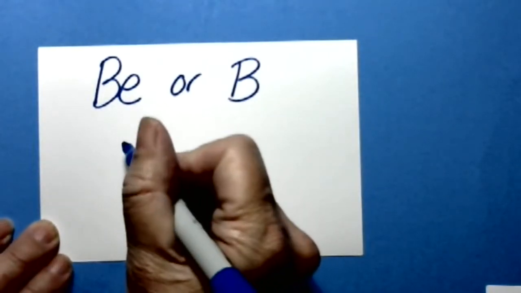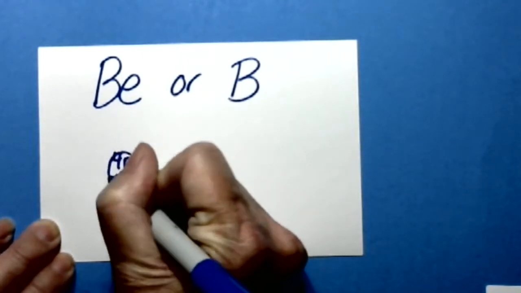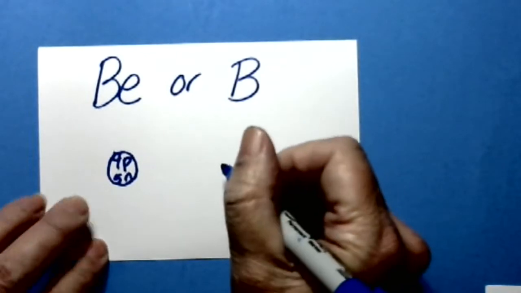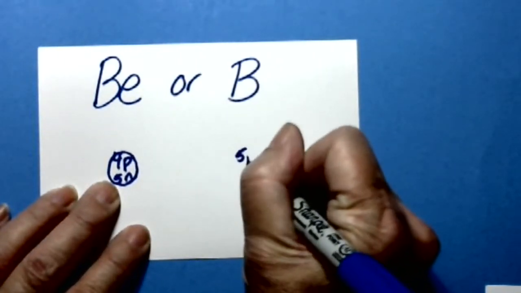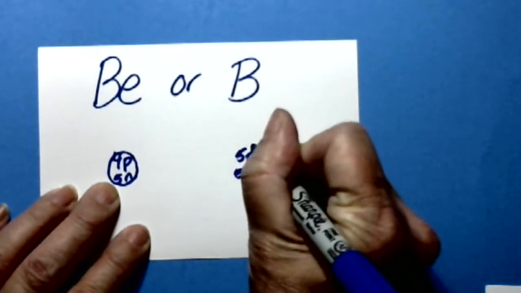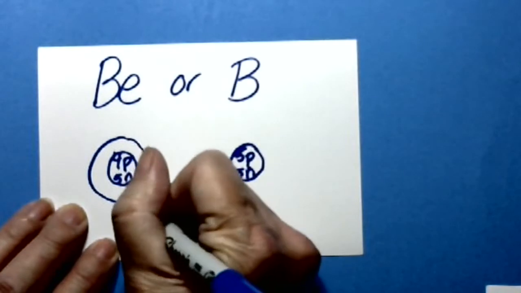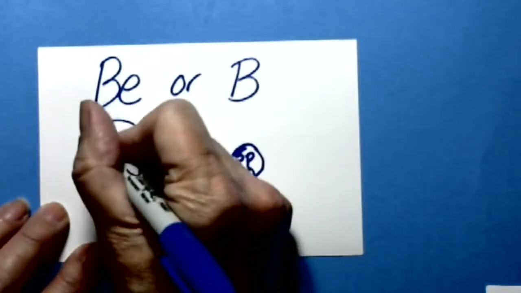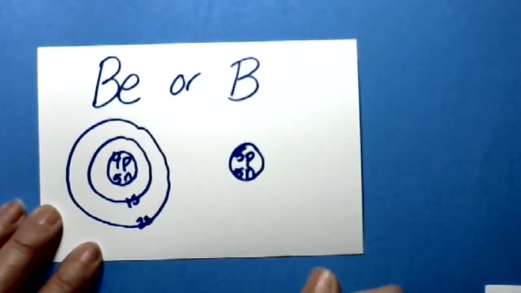So beryllium had 4 protons and 5 neutrons in the nucleus. I don't think I drew the circle around the nucleus last time. And boron has 5 protons and 5 neutrons in the nucleus. Then it has 2 electrons in the 1s orbital. And then it has 2 electrons in the 2s orbital.